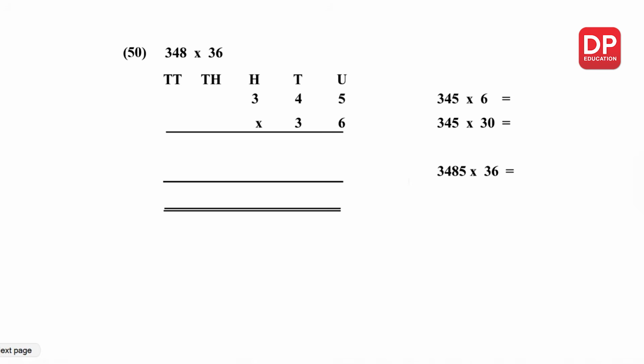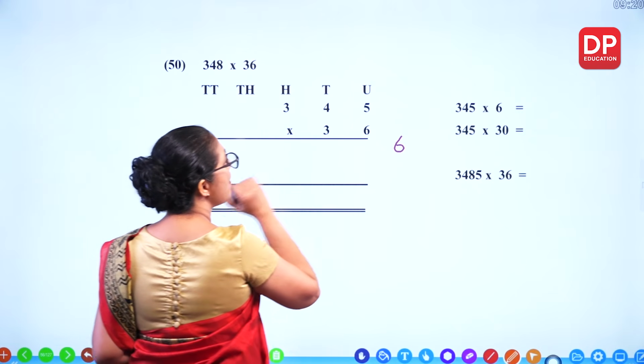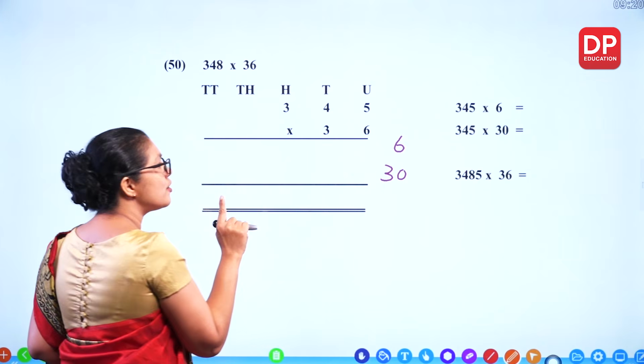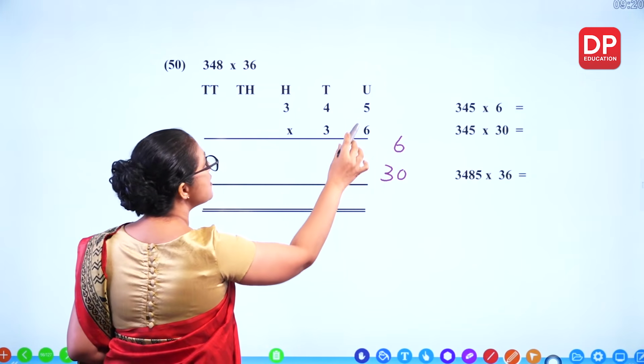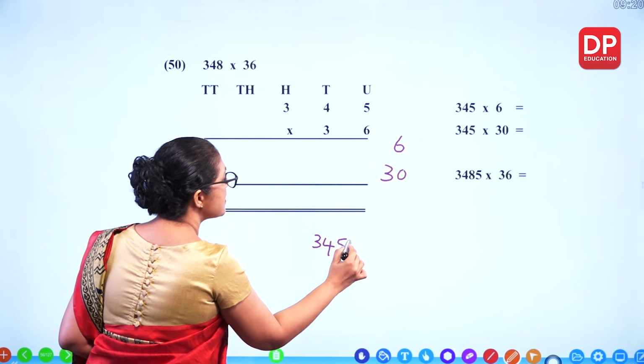Now 348 multiplied by 36. So what are the steps? You can multiply by 6 and 30. So if you can't do it at once, what do you do? You do it separately. We'll take 345 multiplied by 6.